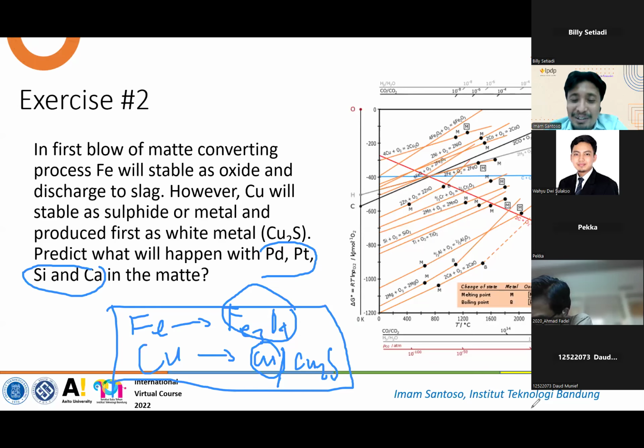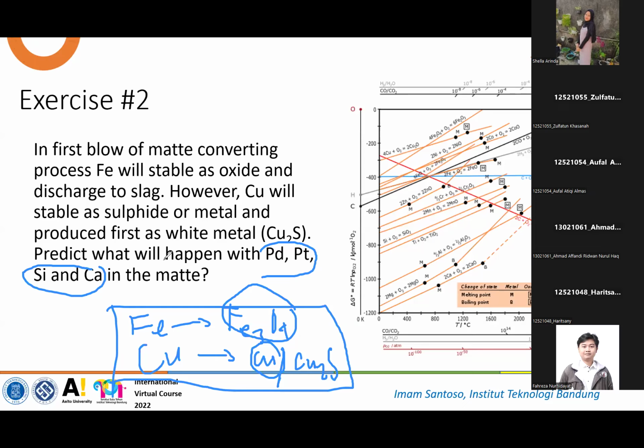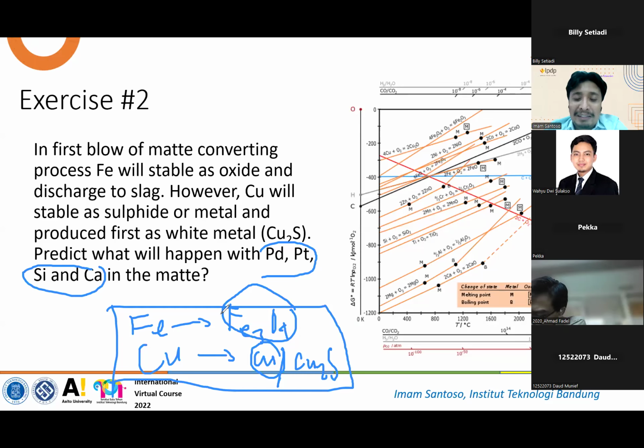Yes, Mas. So you have a condition inside a reactor. At that condition, iron becomes iron oxide, but copper still stays copper. Then what happens inside the reactor with palladium, platinum, silicon, and calcium? Sorry, I don't really understand how to answer it. Can someone help?